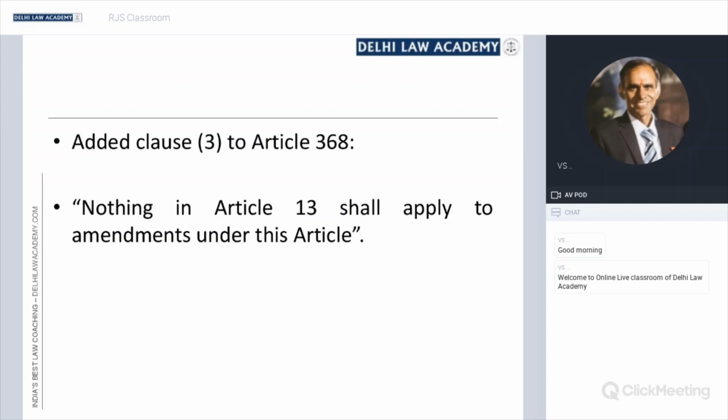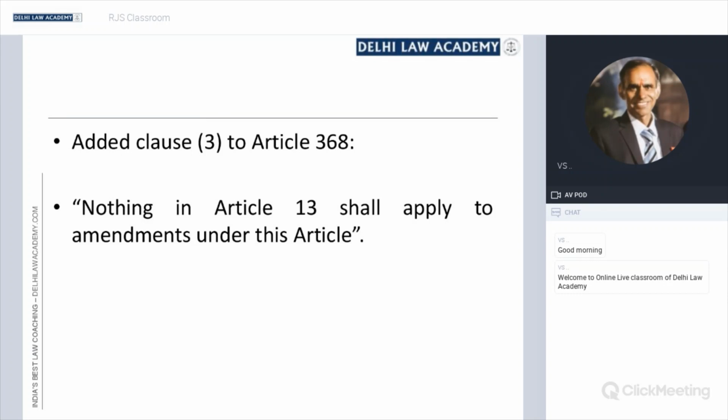Let us see what it provided. This 24th amendment made two changes, one in Article 368 and the other in Article 13. Now, the change in Article 368 is this, that a new clause was added, numbered as 368(3), and this is the provision. Nothing in Article 13 shall apply to amendments under this article.